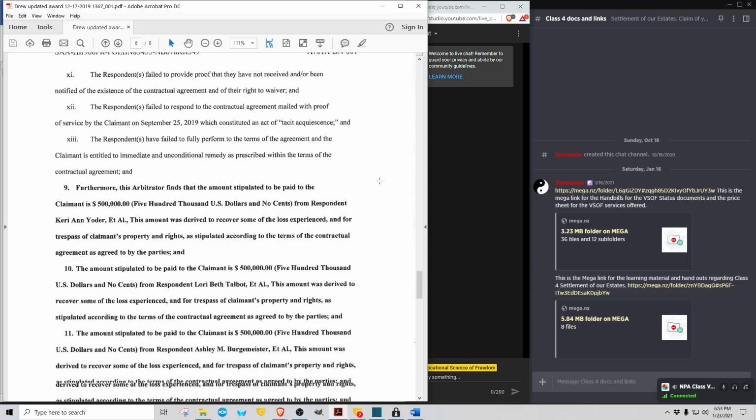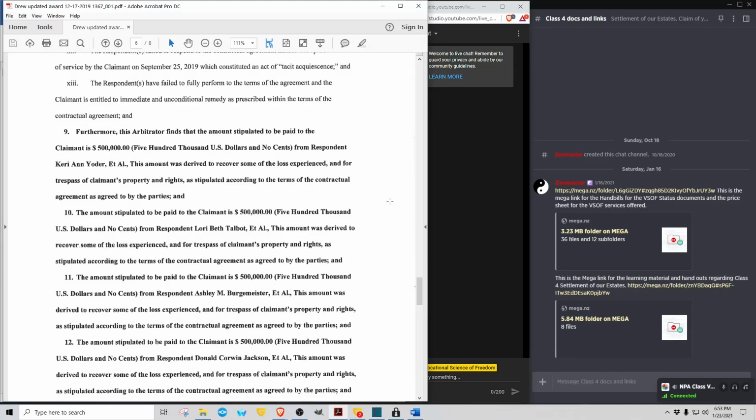And furthermore, here's the fun part, this arbitrator finds that the amount stipulated to be paid to the claimant is $500,000 from respondent Carrie Ann Yoder.